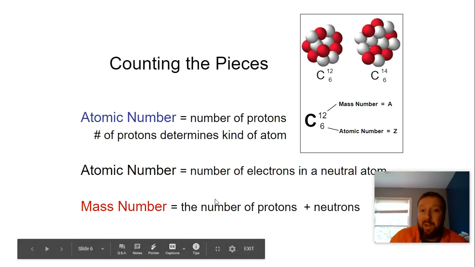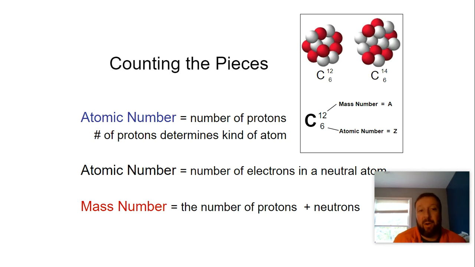The atomic number is also, as long as it's a neutral atom and not an ion, the number of electrons will equal that atomic number also. So the atomic number is technically the number of protons and the number of electrons because it's neutral, so the number of positive charges has to equal the number of negative charges.